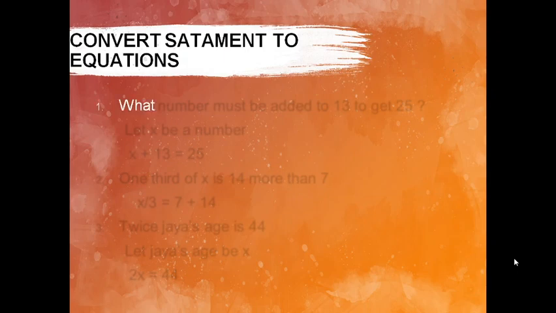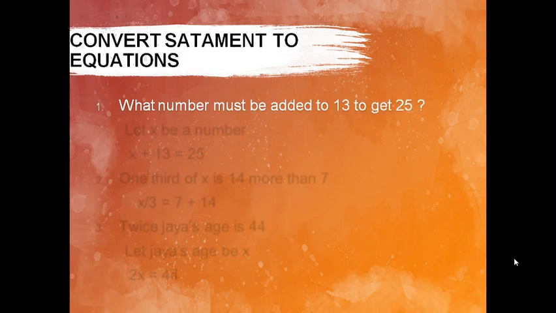First, it is given: what number must be added to 13 to get 25? So that number which we have to add to 13 to get 25, we will take as x, as we have to form the equation by using this statement. So in the answer, let x be a number. We will take that number which we are going to add to 13 as x.